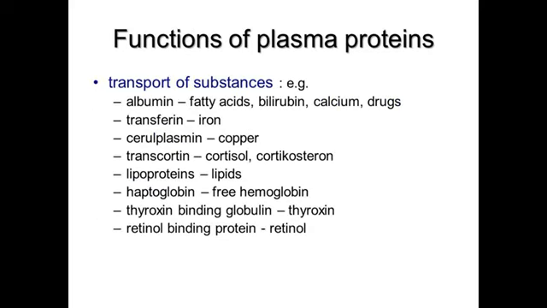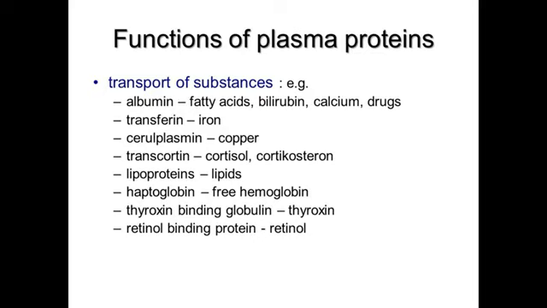Now we are going to see the functions of plasma proteins. Transport of substances. I already said that there are three major plasma proteins which are highest in concentration: albumin, globulin and fibrinogen. But still there are different kinds of plasma proteins present in the plasma which are much lower in concentration. We are going to see the transport of different types of substances.